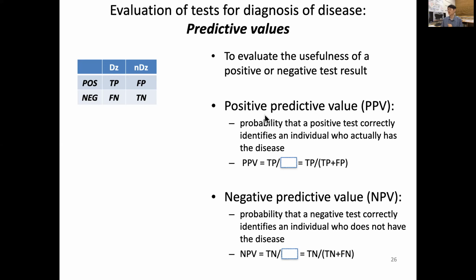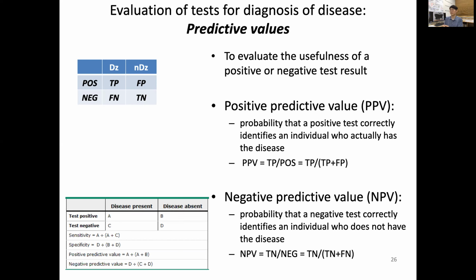The positive predictive value, or PPV, is the probability that a positive test correctly identifies an individual who actually has the disease. So PPV is defined as the number of true positives out of all the positives. Does it make sense? Because given a positive, we are curious how many are truly positive. Likewise, the negative predictive value is, out of negative test results, how many are truly negative, with no disease. It is the probability that a negative test correctly identifies an individual who does not have the disease.